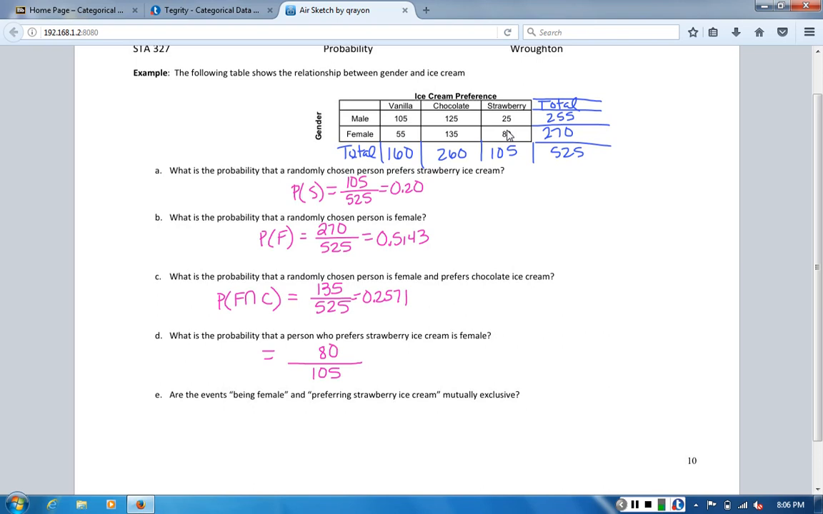Now, what did I just find? I found the probability that given you like strawberry ice cream, so that's what goes after the bar there, what is the probability that you are female? Which turned out to be a little bit more than a 76% chance.